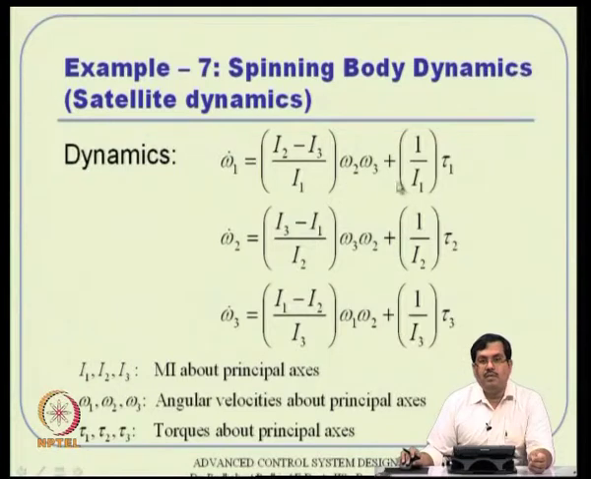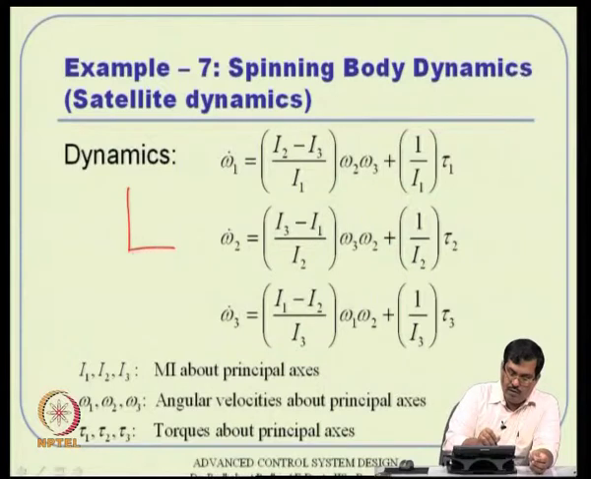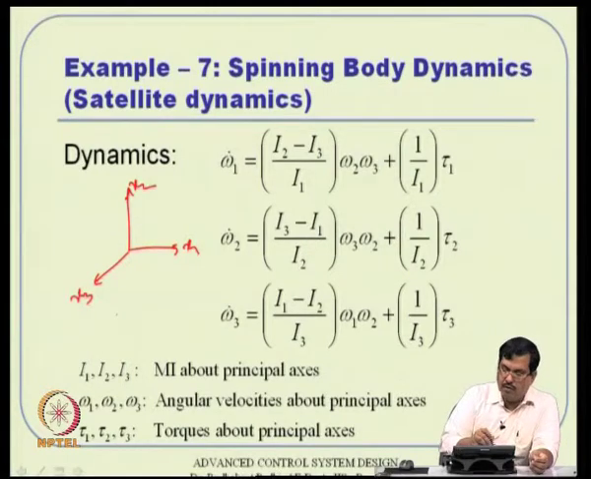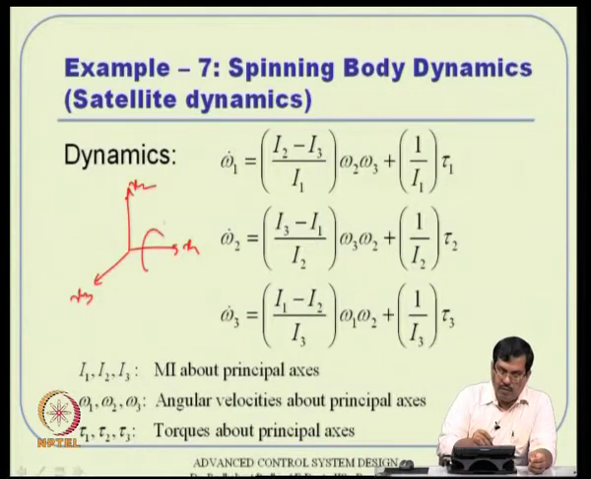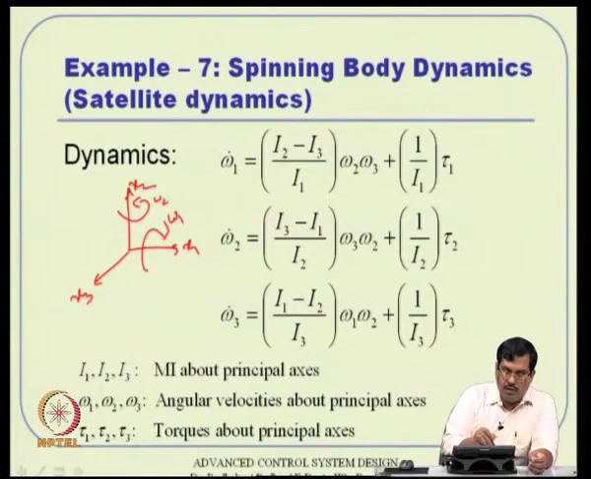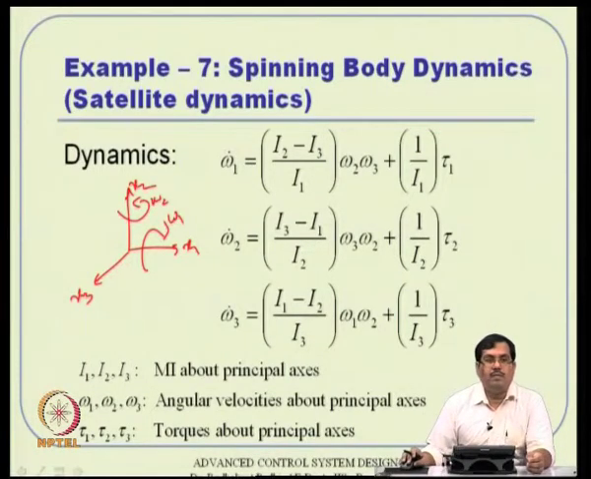So, the dynamic component is given something like this, assuming that these are three equations about the three principal axes. That means, if you take these three principal axes, x1, x2 and x3. This is x1, this is x2, this is x3. About x1 there is a moment with angular velocity omega 1. About x2 there will be omega 2, like that. Then you will be able to represent the system dynamics that way.